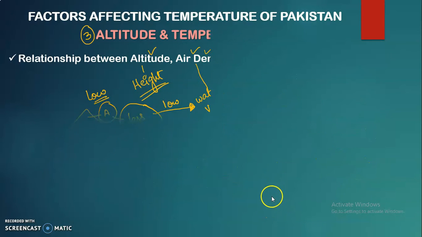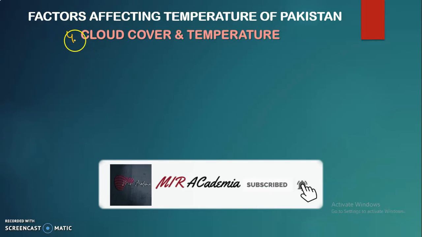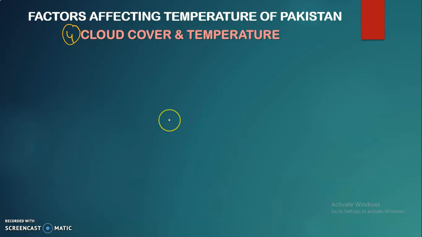Moving towards our fourth factor, let's see what the next one we have over here is. The fourth one is the cloud cover. Now this time I'm going to explain with another example, another diagram. So see this diagram very carefully. For example, if you have a land surface over here, which mainly has the formation of clouds, and on the other side there is a land which has no cloud cover.